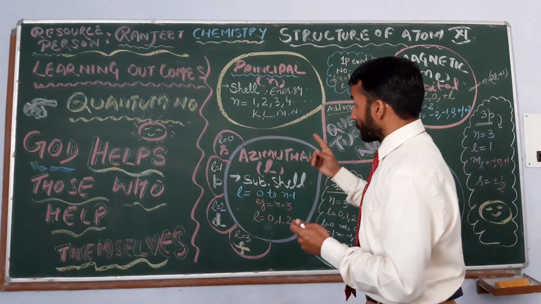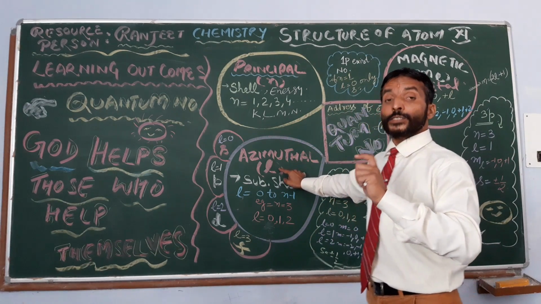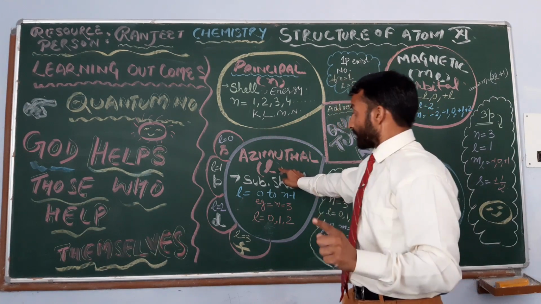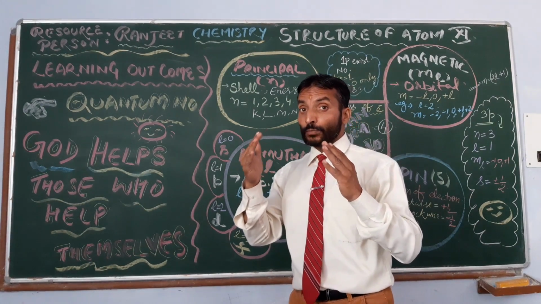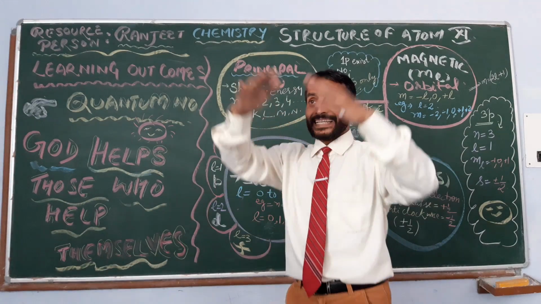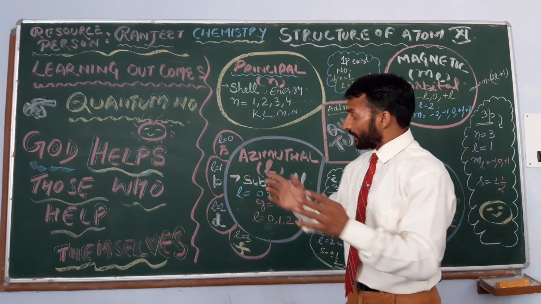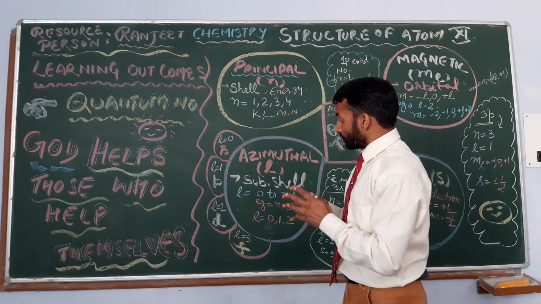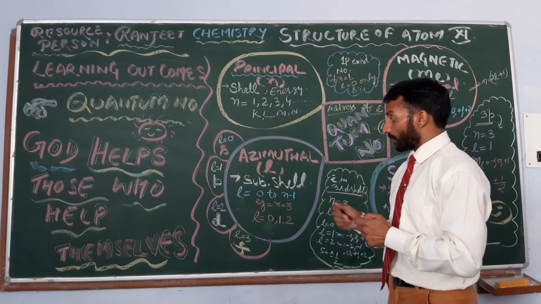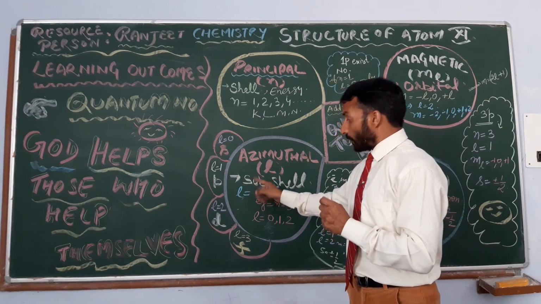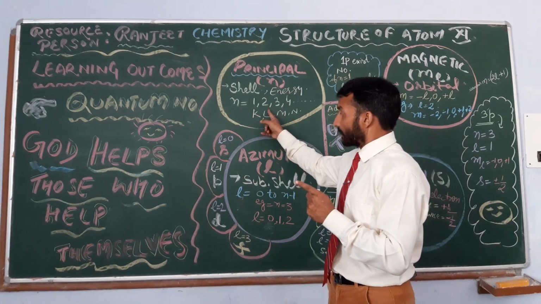Second one is your azimuthal quantum number. It is represented by the small letter l, and what is its significance? It gives information about the subshell. In a shell, there are subshells, subchambers, right? That subshell is given by the azimuthal quantum number. And the values of l depend upon the value of n, right?